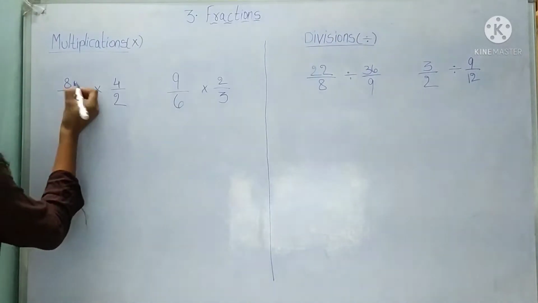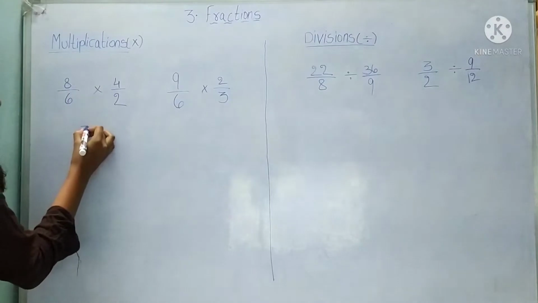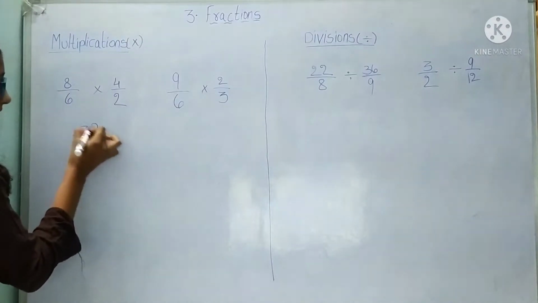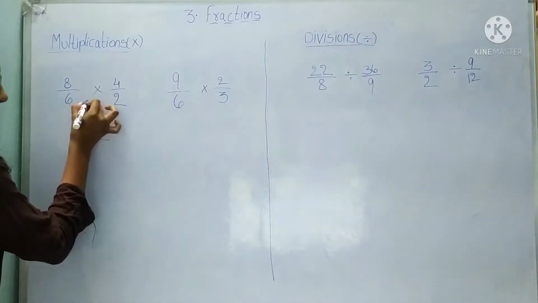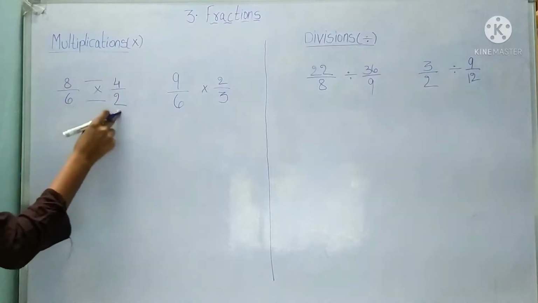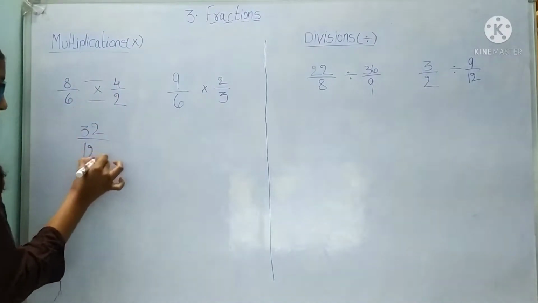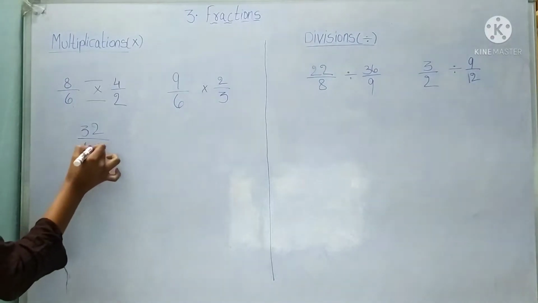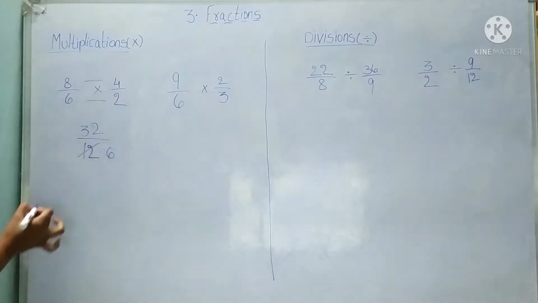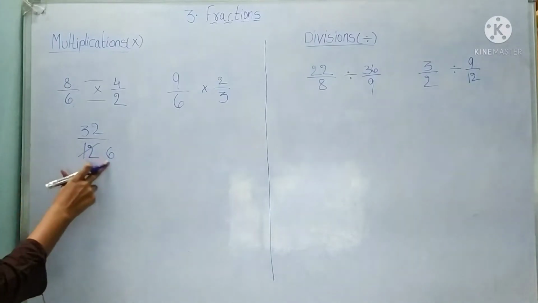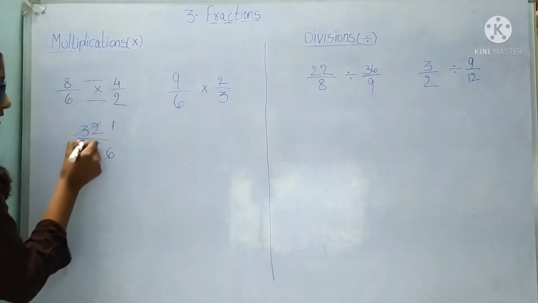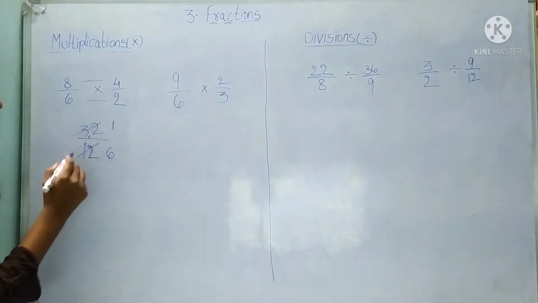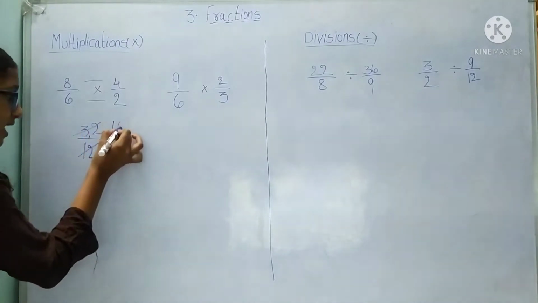So here 8 into 4 is 32 by 6 into 2. We have to multiply this 2 and this 2. So 6 into 2 is 12. So now we can cancel it. Okay, so cancellations. So here, 2 sixes are 12. In the 2 table I am cancelling. 2 sixes are 12, and 2 ones are 2, and here 1 remaining. 1 2 means 12. So 2 sixes are 12.